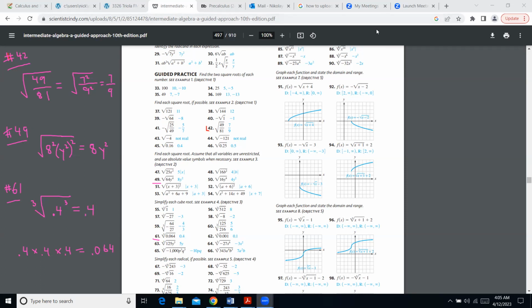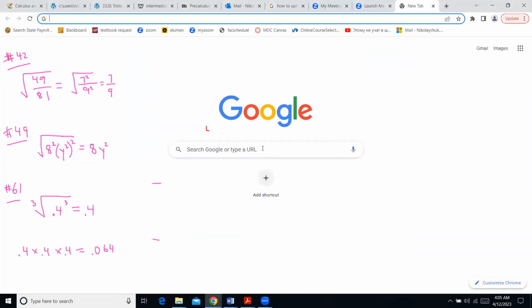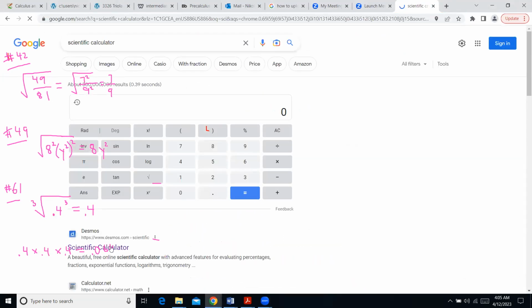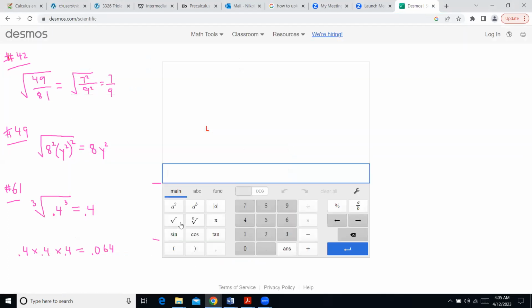I say, Alex, are you sure? Can you double check that? And the answer is, of course, let us get our favorite scientific calculator, the Desmos one. So I can extract the cube root, and the symbol for it is right here. So I just want to click on that root and put 3 as an index and extract it from 0.064 and get the answer, which is exactly 0.4 that we produced.